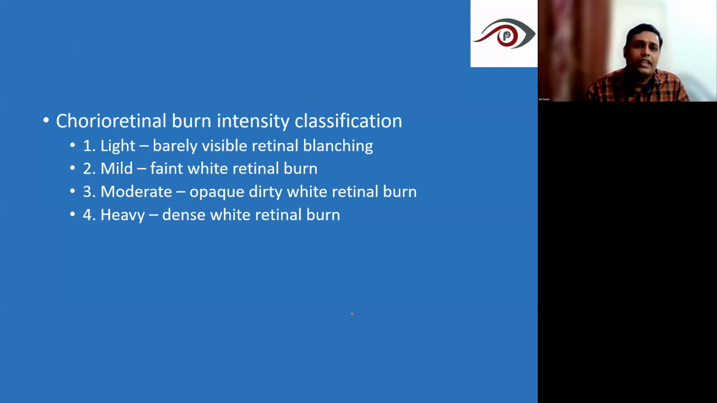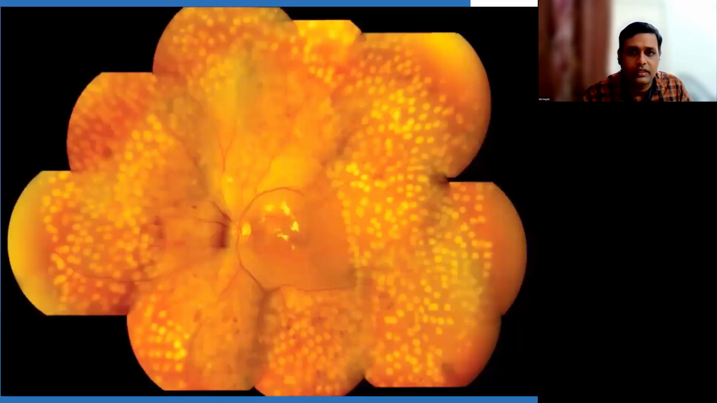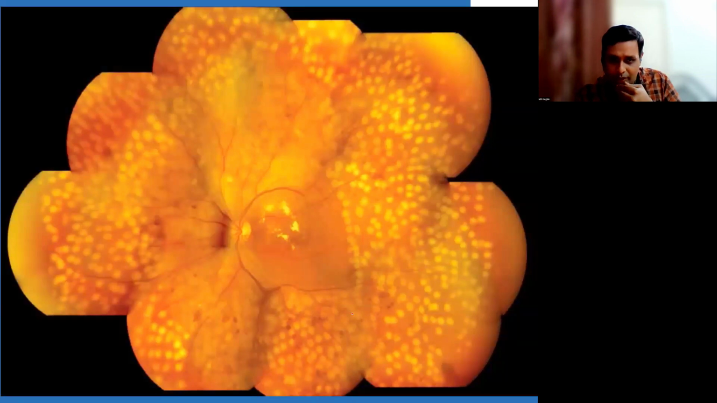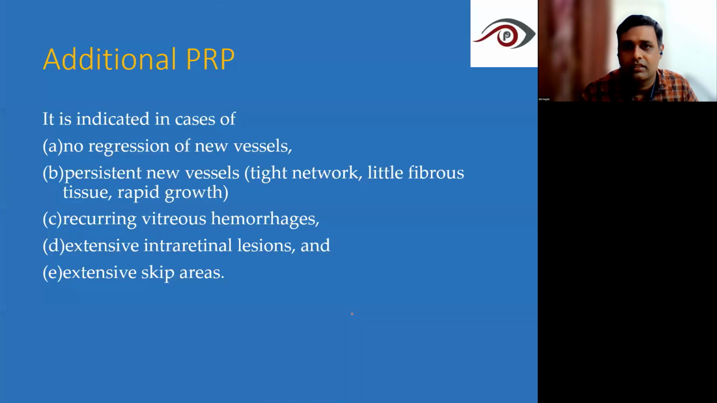There is the choroidal burn, and how much you need to keep. Based on that, there is a classification as light, mild, moderate, and heavy. Usually, I prefer to go slightly more to the mild to moderate side. So this is the laser. Soon after doing the laser, you can see laser marks all around the area.